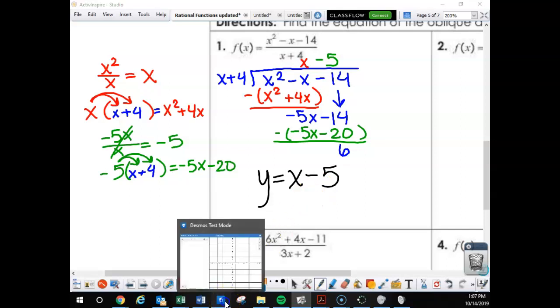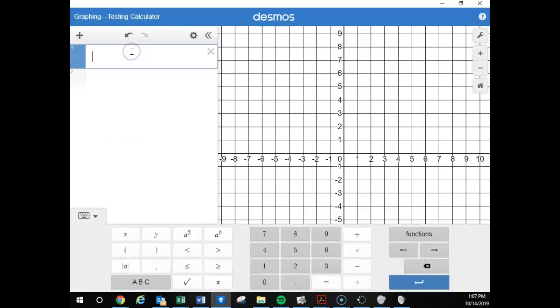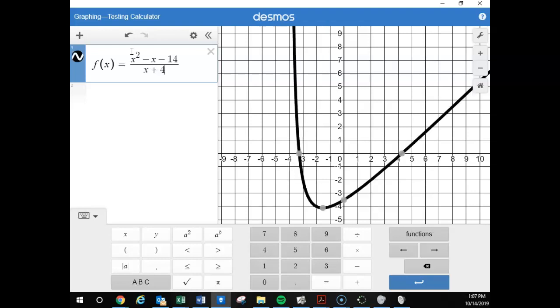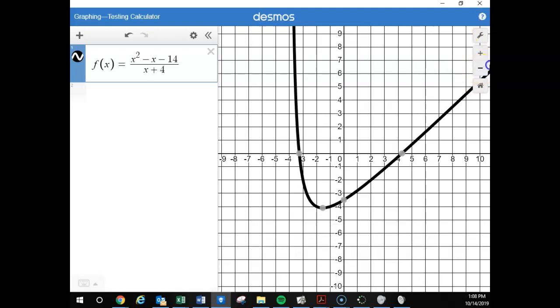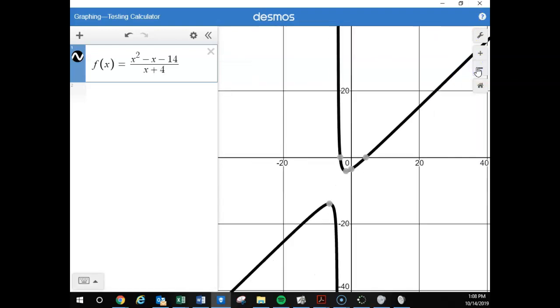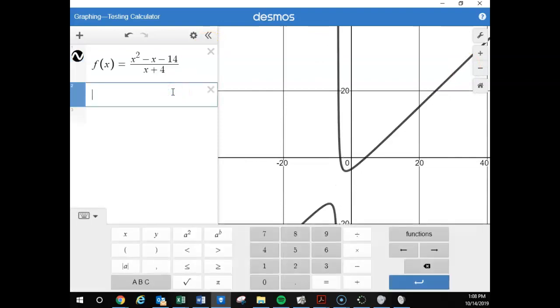So let's see what this looks like in the graph. So if I have a function f of x equals x squared minus x minus 14 divided by x plus 4, right, so that's the graph right there. I can zoom out a little bit. Okay, and so the equation of my slant asymptote is going to be y equals x minus 5.